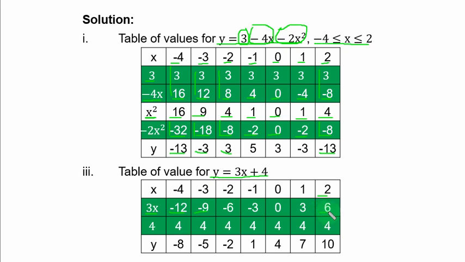Plus 4 is a constant, so you write it under each value of s. To get y value, you add the values in the green row. That is -12 plus 4 is -8. -9 plus 4 is -5. -6 plus 4 is -2, and so on. The last value, you have 6 plus 4 equal to 10. So we have gotten the tables of values for the two equations.